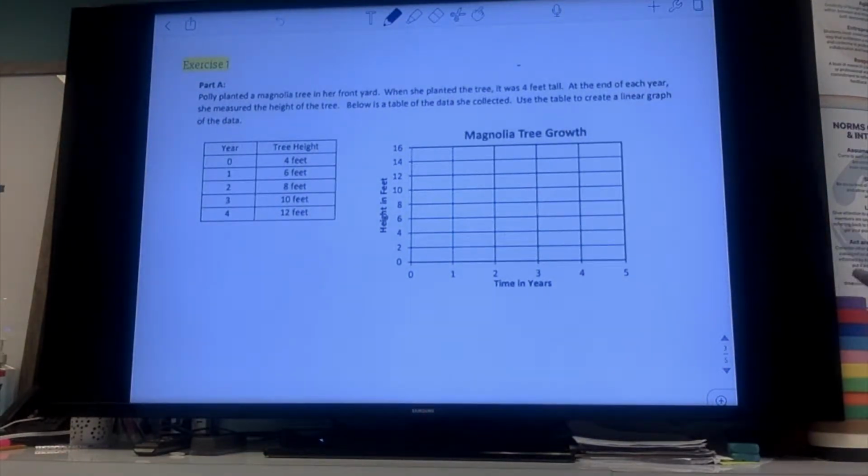This problem says, Polly planted a magnolia tree in her front yard. When she planted the tree, it was 4 feet tall. At the end of each year, she measured the height of the tree. Below is a table of data she collected. Use the table to create a linear graph of the data. So let me highlight some important information. It was 4 feet tall, at the end of each year, below the table. And then the question actually tells me to create a graph.